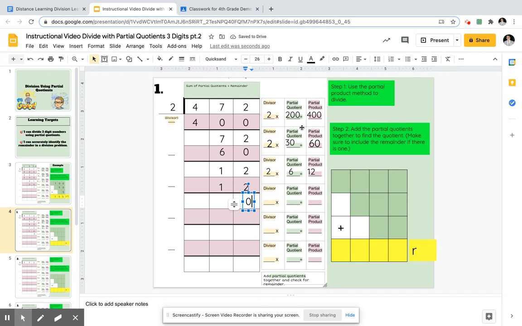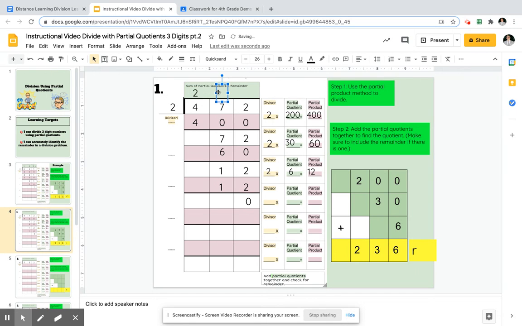Well, now to find my final answer, I need to add up my partial quotients, my numbers in my green column here. I'm going to add those 3 numbers up over here in this section. So I'm going to add 200 plus 30 plus 6. And add those all up to get 236, and we do not have a remainder here. So I'm going to write 236.